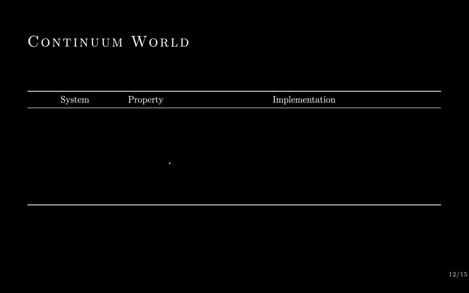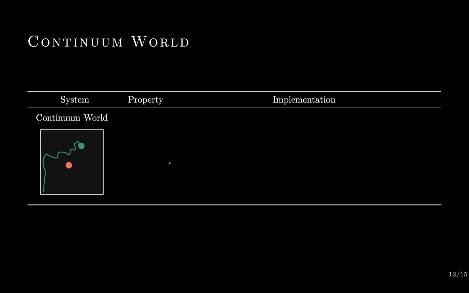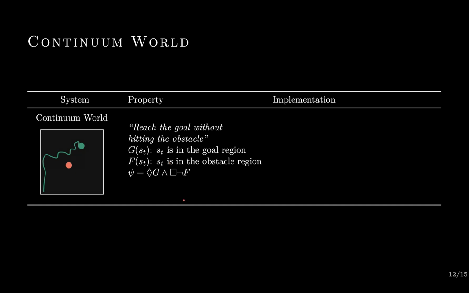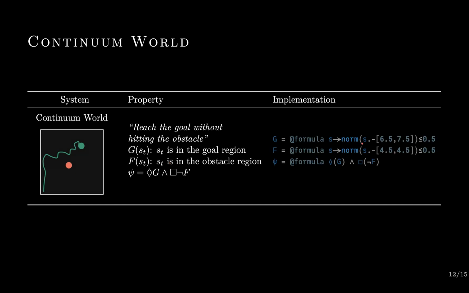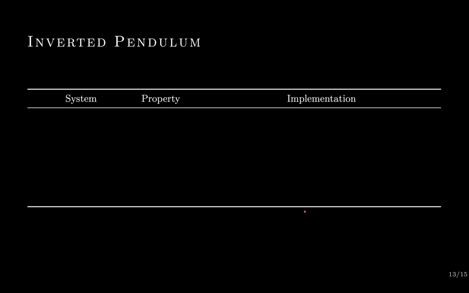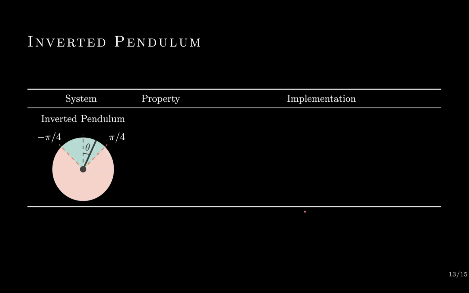Next, I'll just show you some quick examples that Sydney went over in class. So for the continuum world problem, we want to reach the goal without hitting an obstacle, which we can do in the Julia code like this, where we have some radius for what we mean by reaching a goal and hitting an obstacle, which is just a 0.5. We have the values, the centers of those circles for the goal and the obstacle, and then the formula maps nicely to the math.